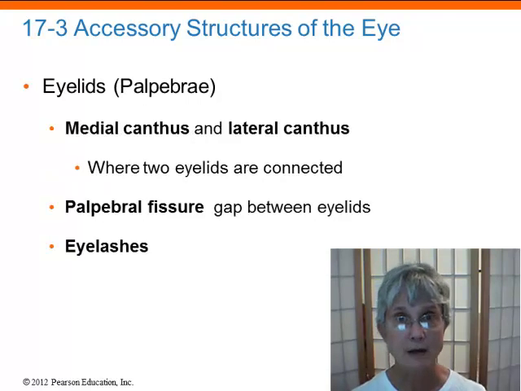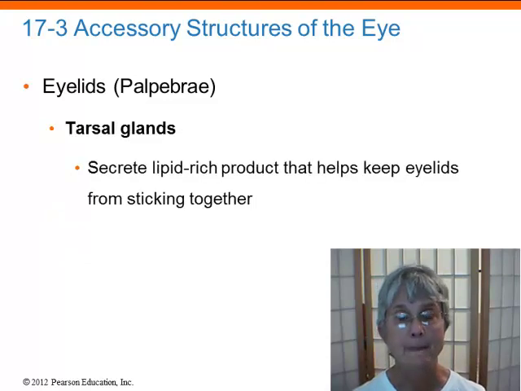The corners of the eye are more properly known as the canthus, medial canthus and lateral canthus. The palpebral fissure is just a fancy name for the gap between the eyelids through which you can see. The tarsal glands sometimes get inflamed or impacted, and so that's something you probably need to be aware of. These are small glands in between where the eyelashes originate, along the rim of the eyelid.